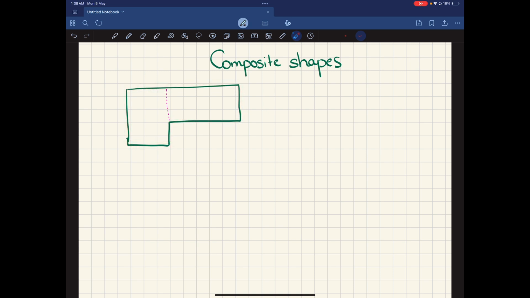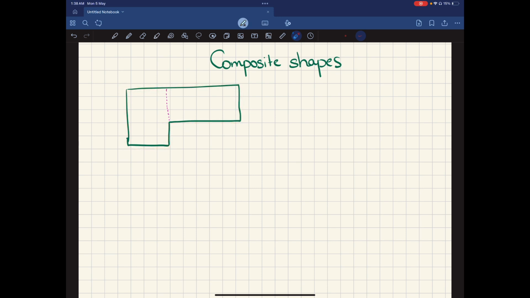So you can divide this composite shape into two shapes that we are aware of, and we know how to calculate the areas or the perimeters of such shapes. The area of this rectangle plus the area of this rectangle will give you the area of this composite shape. And to calculate the perimeter, you're going to start from this point. So this length plus this plus this plus this plus this plus this.